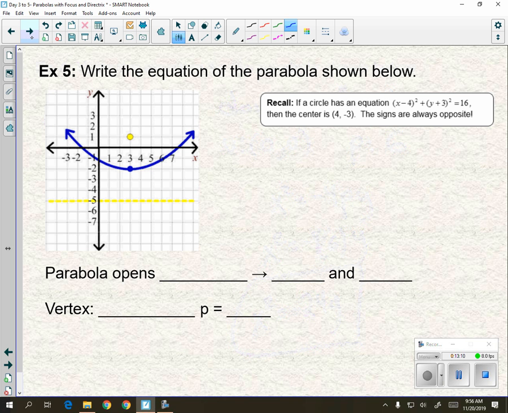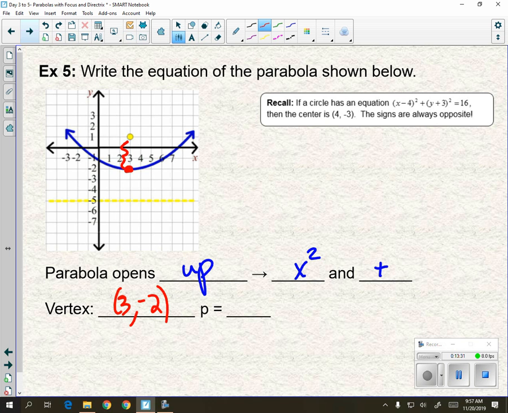Let's try a slightly different example. This parabola opens upwards. So again, we have x squared and positive. However, this time my vertex is not at the origin. My vertex is at (3, -2). And my value of p, if you count from the vertex up to the focus, is going to be a value of 3. Or you count down to your directrix and you still get 3.